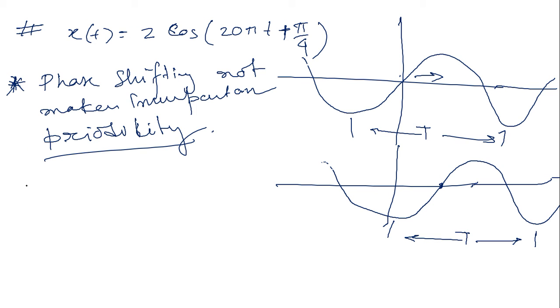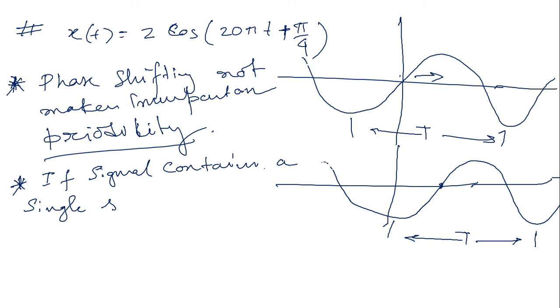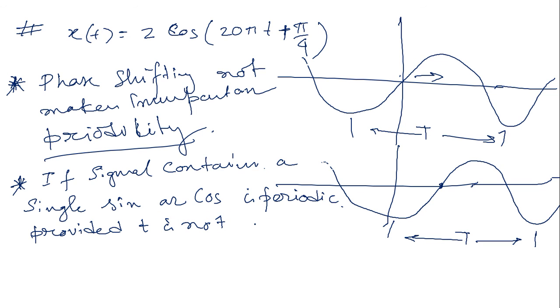So one more mark you can make: if a signal contains a single sine or cos, it is periodic, provided t does not have any square root. T is not having any square root.